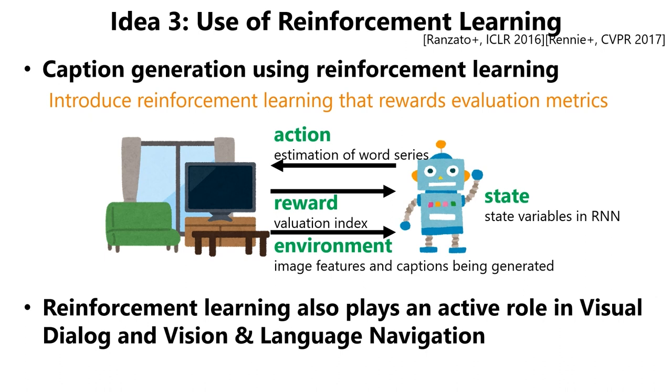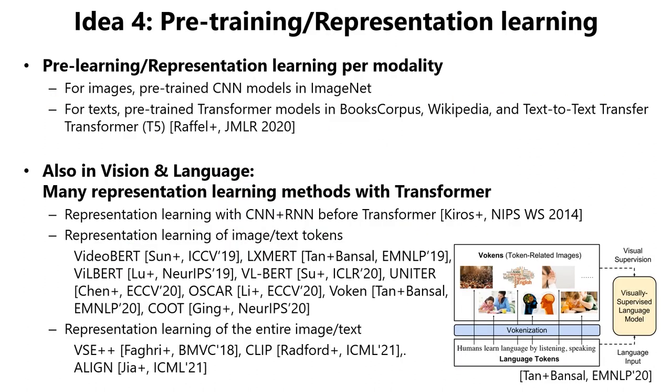In caption generation, methods are usually trained using the likelihood of estimating each word, that is, cross-entropy optimization. Since cross-entropy does not necessarily optimize the evaluation metric, a method that can directly optimize the evaluation metric like this is useful. As I mentioned earlier, reinforcement learning is also being used in other areas such as referring expression comprehension and vision and language navigation.